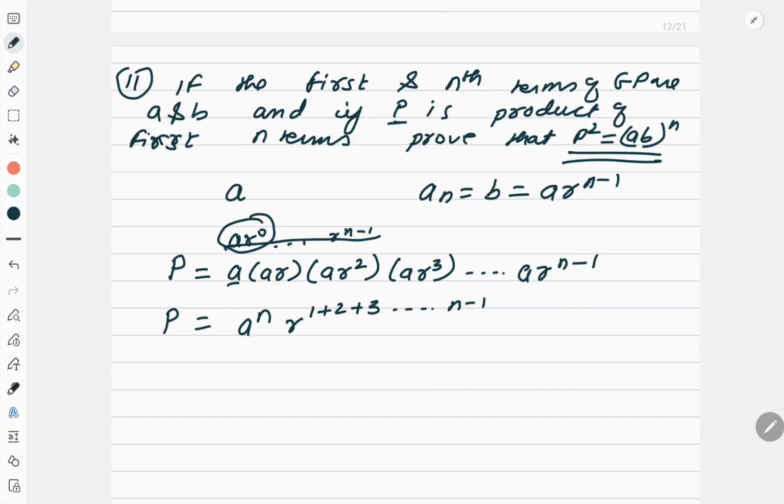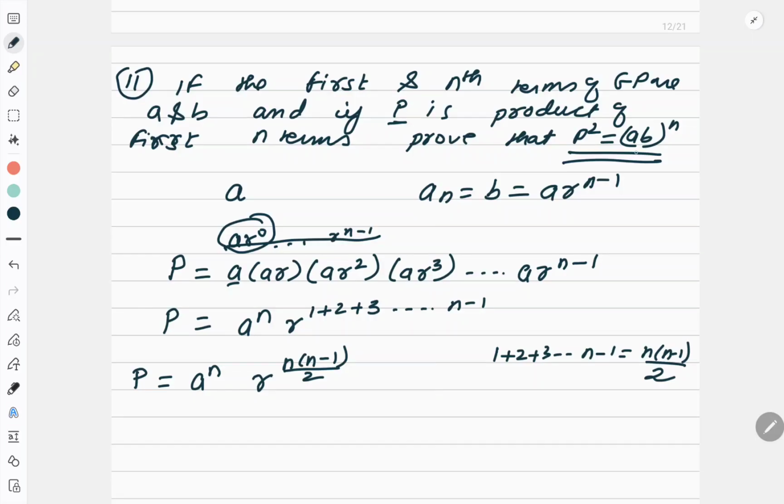Correct? Now, it is simple, the sum of the first n minus 1 natural numbers. If you know the result, it's very good. If you don't know the result, then you can apply the formula for the sum of AP. If you apply the formula, then 1 plus 2 plus 3 up to n minus 1 is equal to n into n minus 1 upon 2. You can apply the formula and check. Now let me put it here. So P is equal to A to the power n and r to the power n into n minus 1 upon 2. Correct? Now I reached this point.